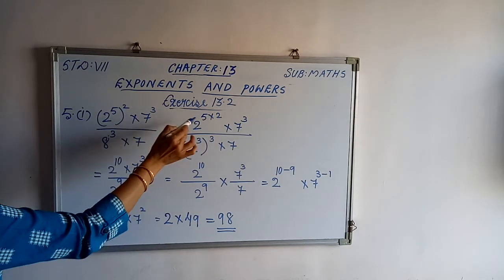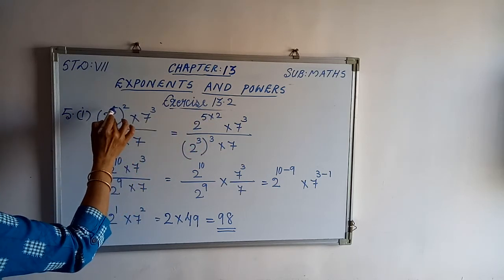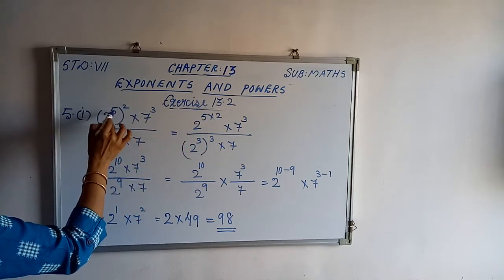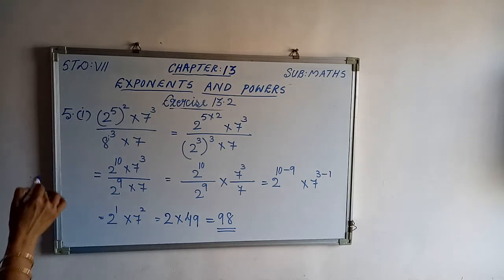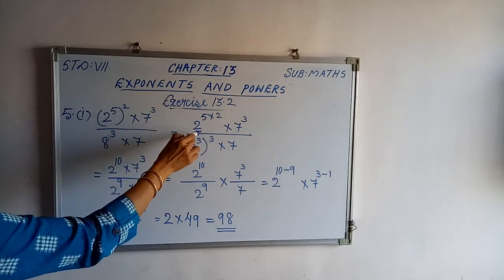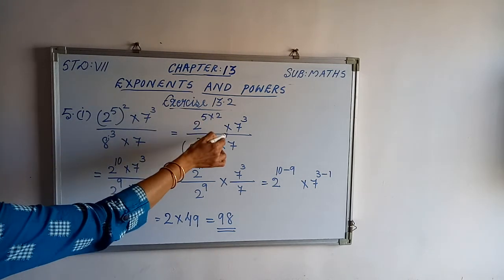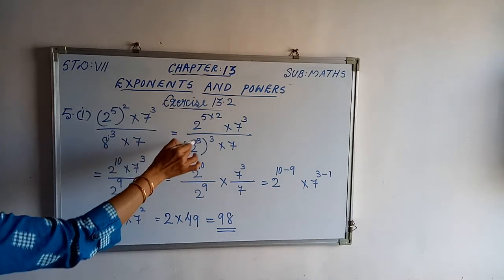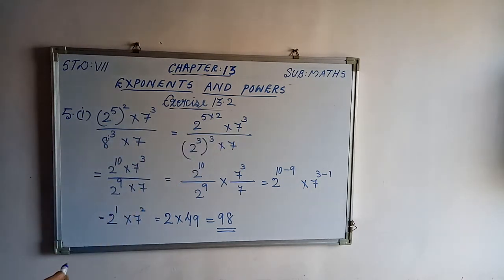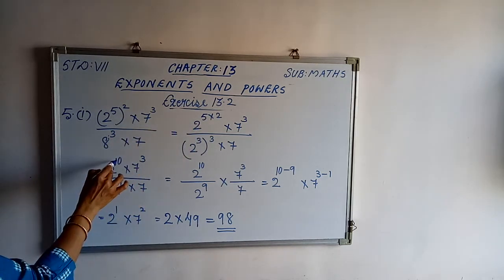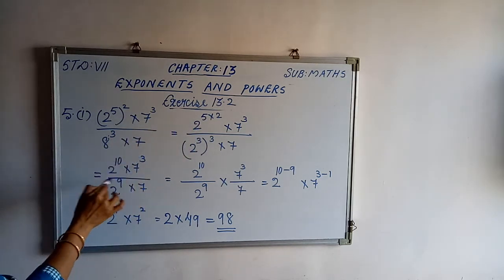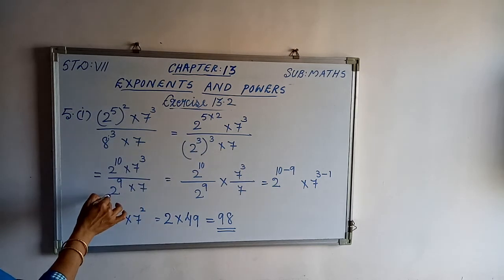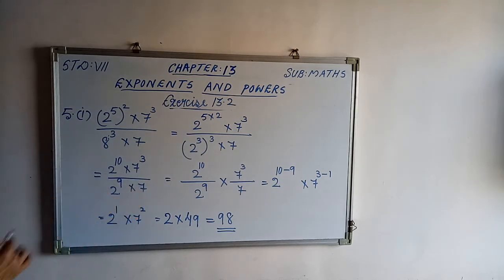Numerator, 2 raised to the power 5, the whole raised to 2. That means 2 raised to the power 5 into 2, multiplied by 7 cube. 8 written as 2 cube, the whole raised to 3, multiplied by 7. Here we get 2 raised to the power 10 multiplied by 7 cube upon 3 into 3, 9, 2 raised to the power 9 multiplied by 7.